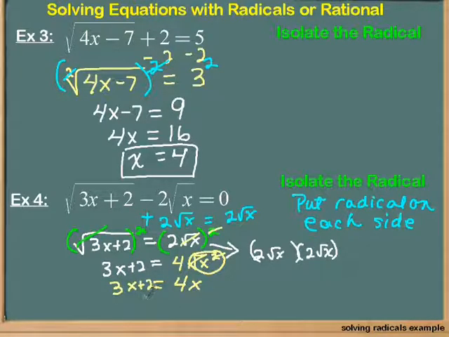It's pretty simple from here. I'm going to subtract that 3x from both sides, and I'm already done. X equals 2. Wasn't that cool?